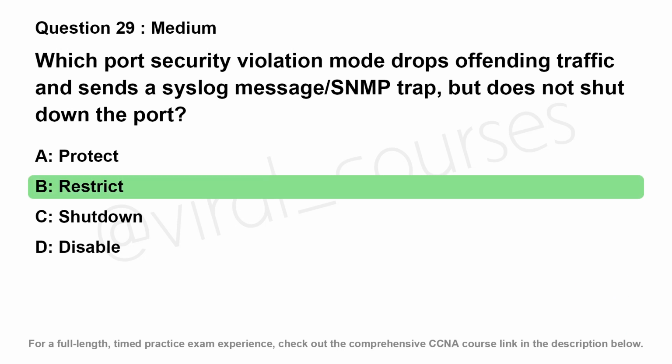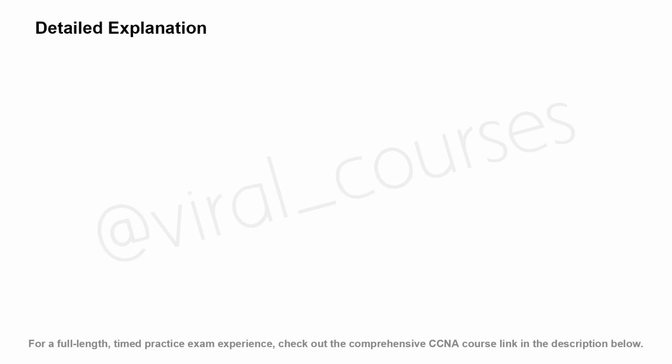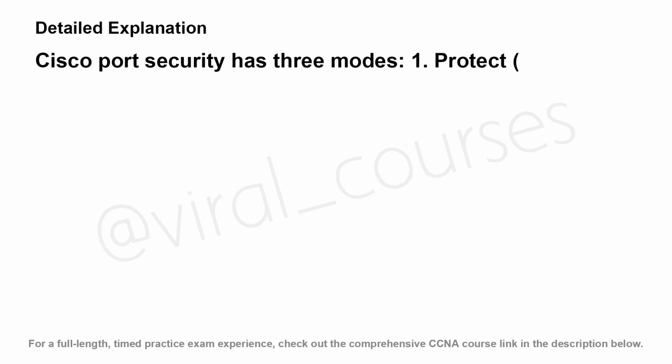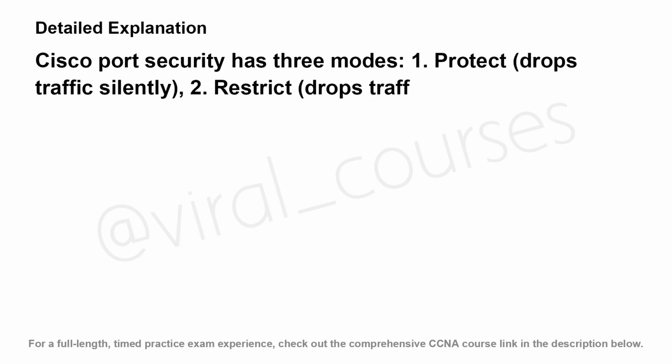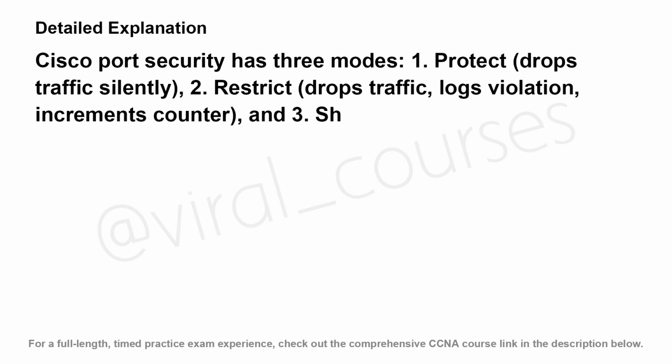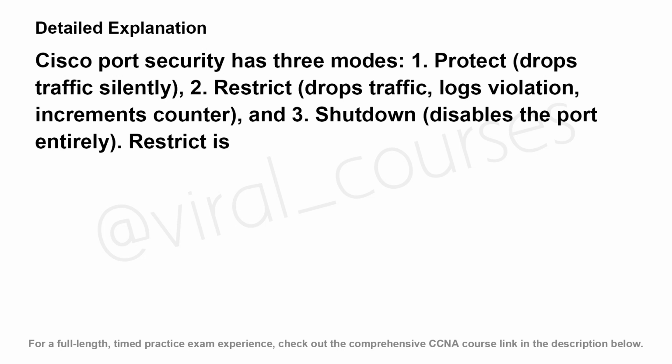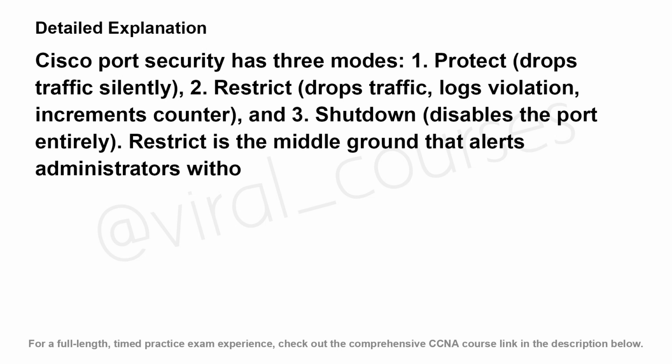The correct answer is B. Cisco port security has 3 modes. 1. Protect. Drops traffic silently. 2. Restrict. Drops traffic, logs the violation, and increments a counter. And 3. Shutdown. Disables the port entirely. Restrict is the middle ground that alerts administrators without killing the link.